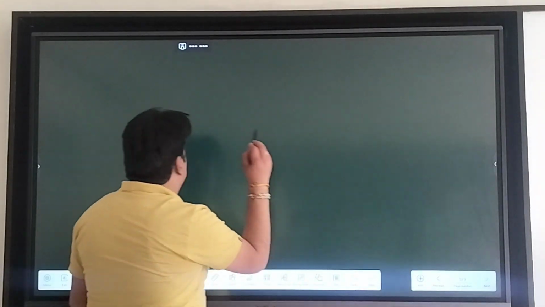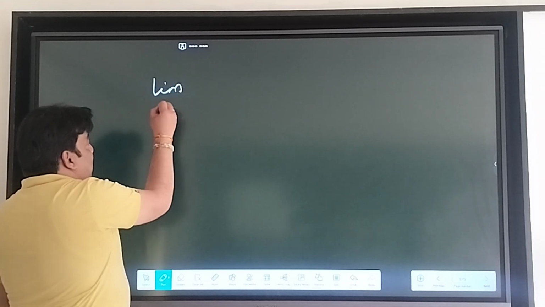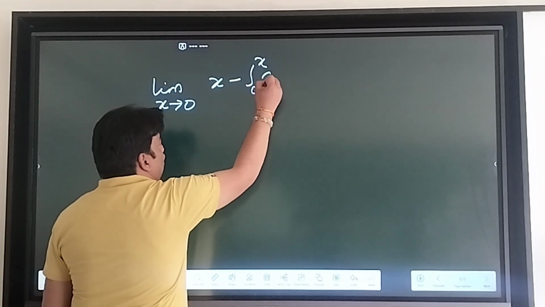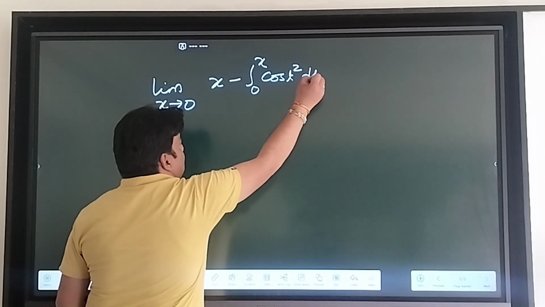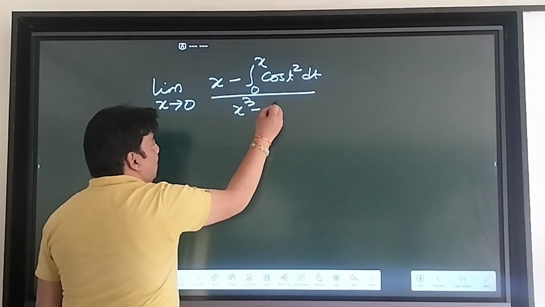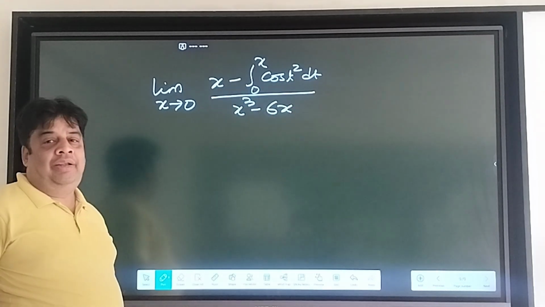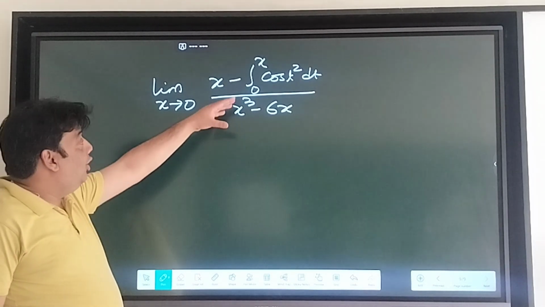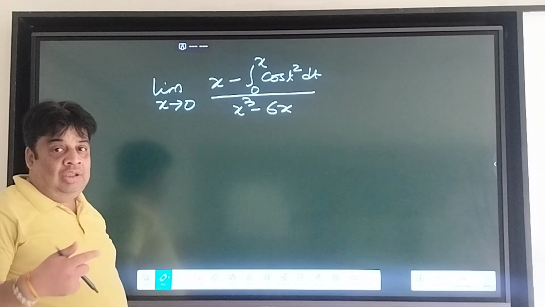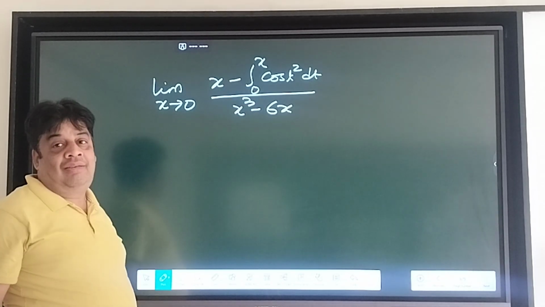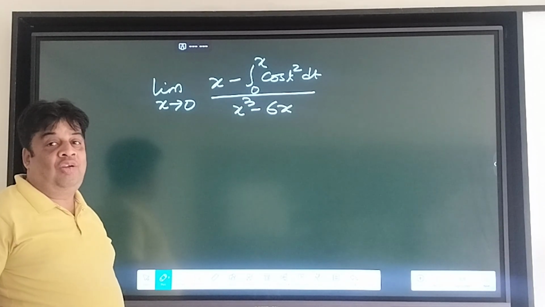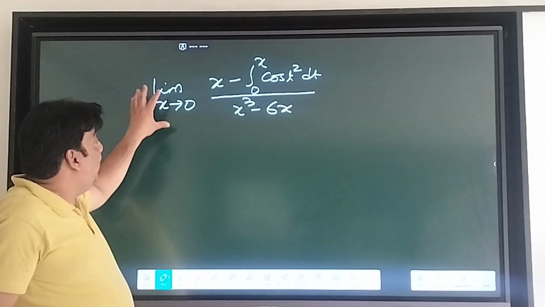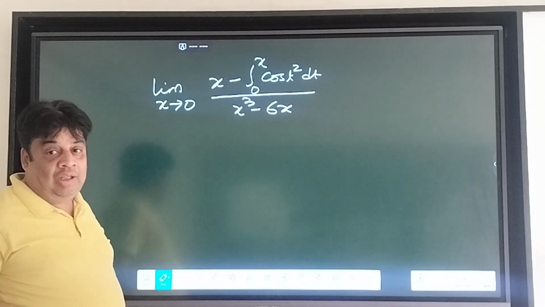Now let me solve this question. Limit x tends to 0 of the integral from 0 to x of cos of t square dt, upon x cube minus 6x. Suppose we are having this question. If you have studied limits and you have an integration here, either you first integrate this. Now the integral of cos of t square is again not easy. So definitely you will use this thing. Now how do we use it?